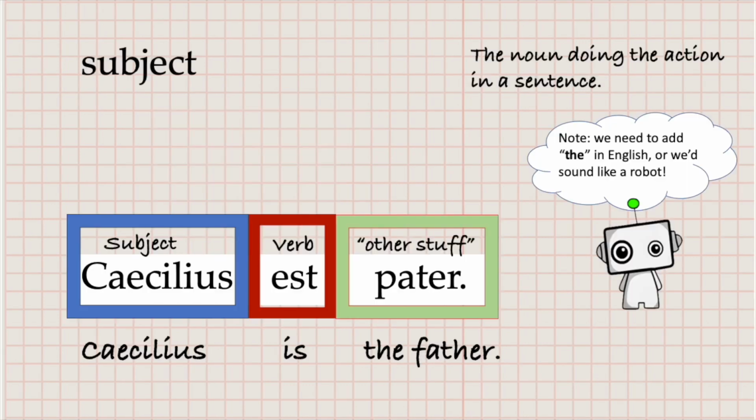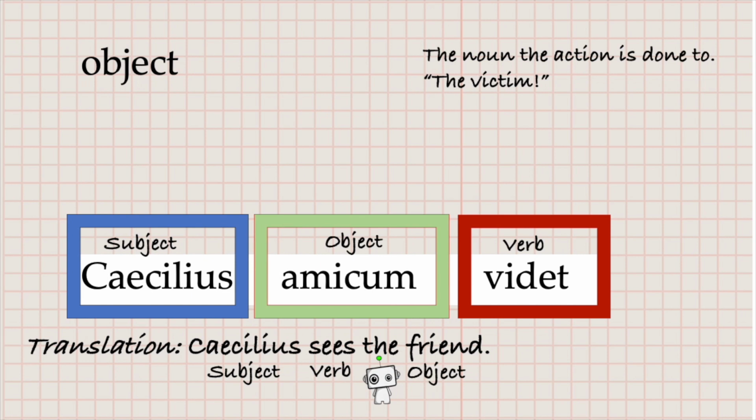Okay guys, the first minute or so of this video is going to mostly be recap. Today's video builds on what we've been working on with nouns already. So you'll remember that the subject of a sentence is the noun doing the action. So in "Caecilius est pater," Caecilius is the subject of our sentence. You'll also probably remember that the object of a sentence is the noun having something done to it.